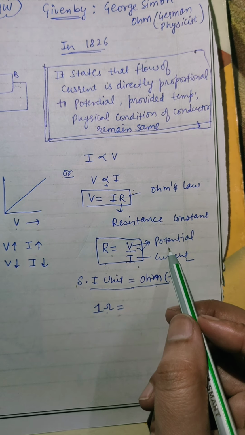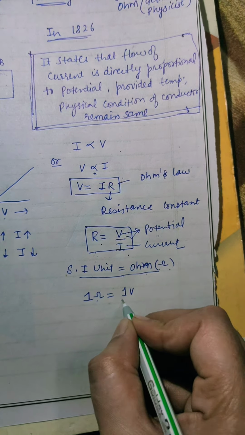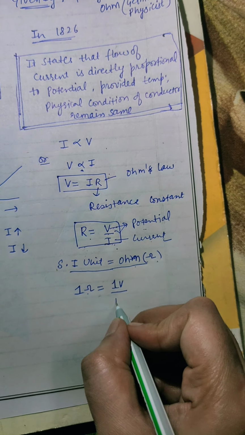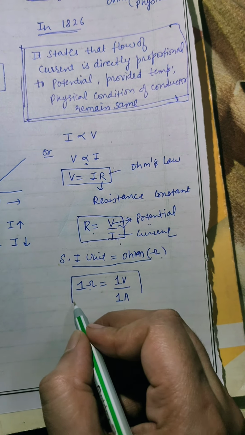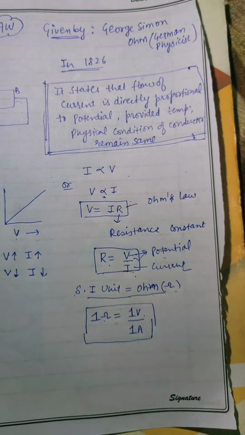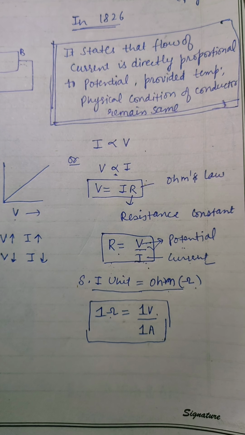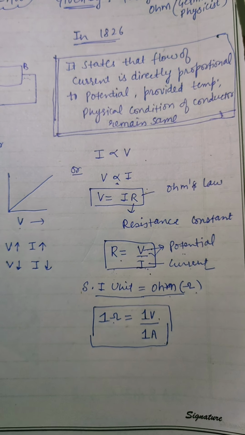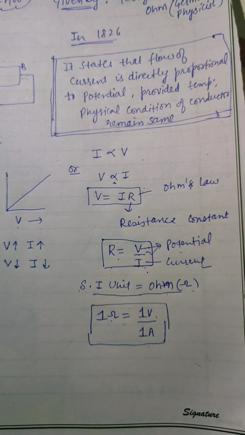Here V is the potential and the unit of potential is volt, so we write 1 volt, and I is the current. The unit of current is 1 ampere. Now 1 ohm is equal to the ratio of 1 volt upon 1 ampere, or we can say that if a potential difference of 1 volt across the ends of a conductor makes a current of 1 ampere pass through it.